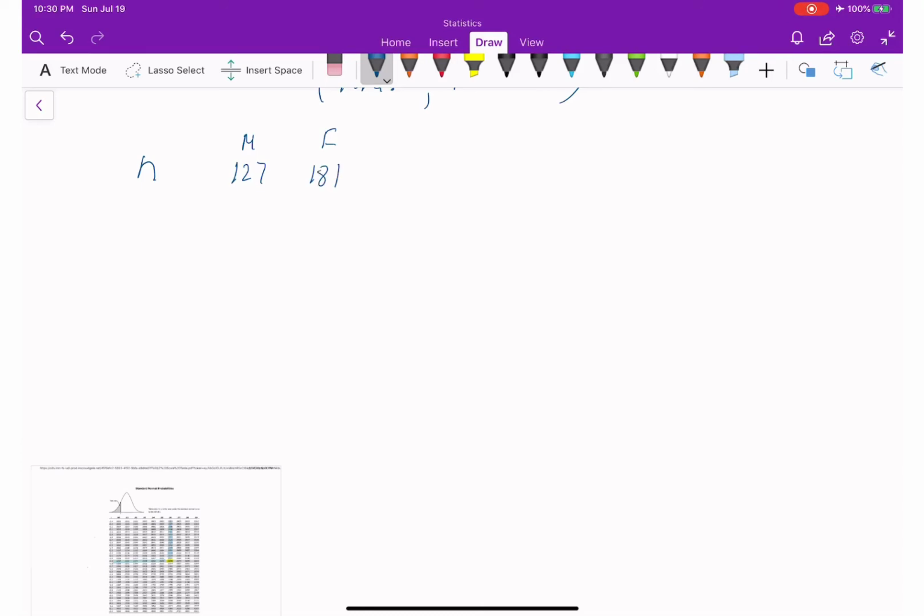X bar for male is 16.75, for female is 10.79. Also, standard deviation for male is going to be 13.56, and for female it's going to be 11.52.